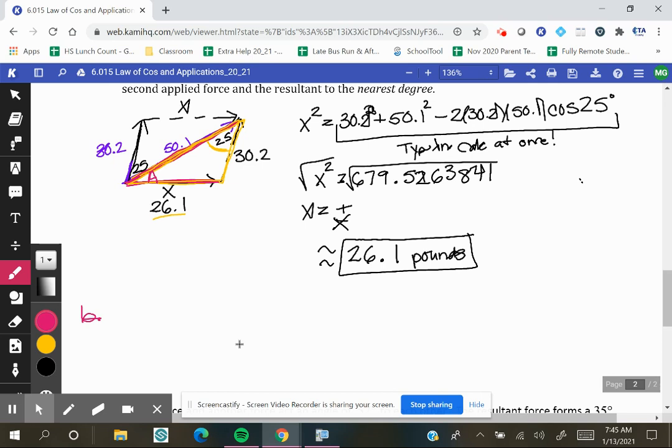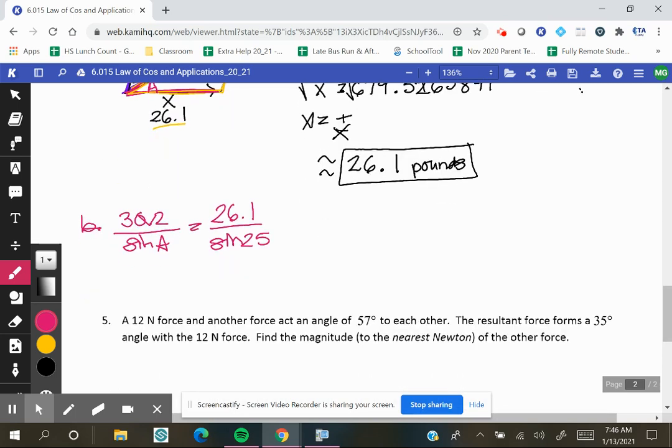All right, so you should have had 30.2 over sine of A equals 26.1 over sine of 25 for your setup. Cross multiply, you get sine of A is 0.4890065711. Do inverse sine to find angle A. And you should get 29. And on your papers, you should have all of that work written out.